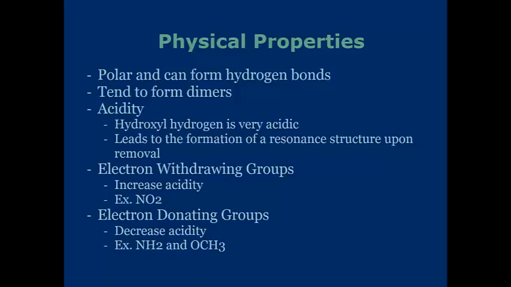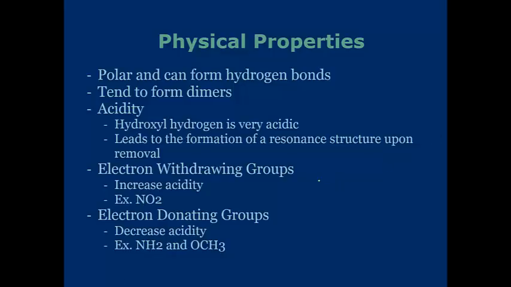Physical properties of carboxylic acids are largely why they are tested on the MCAT, because they exhibit a lot of very interesting traits. For starters, they're polar and can form hydrogen bonds. This is going to increase their boiling point because they can hydrogen bond with each other. They also tend to form dimers when they're in solution. In terms of acidity, hydroxyl hydrogens are very acidic. This is because of the resonance structure that happens when they're removed.